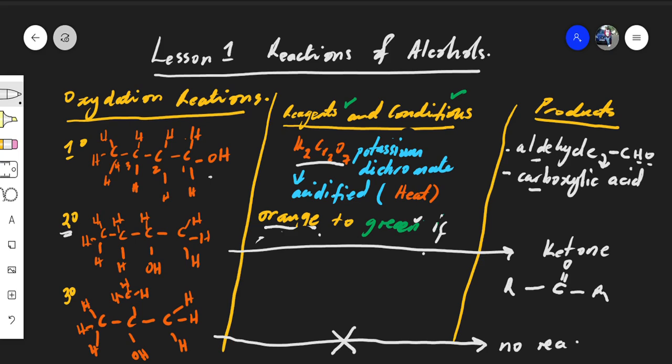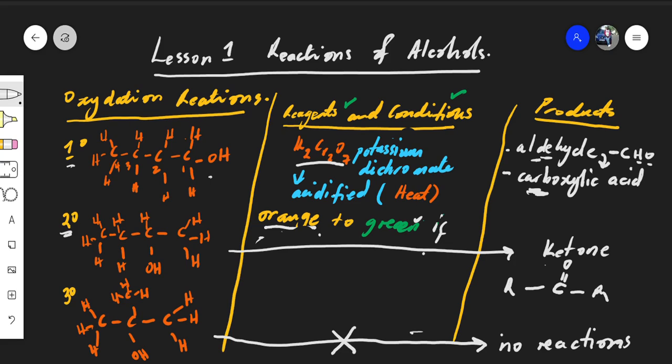So this is actually a way of telling the difference between different alcohols. To go over this, primary alcohols can be oxidized to aldehyde, and the aldehyde can be oxidized further to carboxylic acids. And secondary alcohols can be oxidized just to ketones. And the tertiary alcohols cannot be oxidized. They are not going to react.